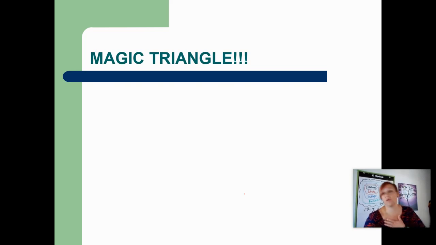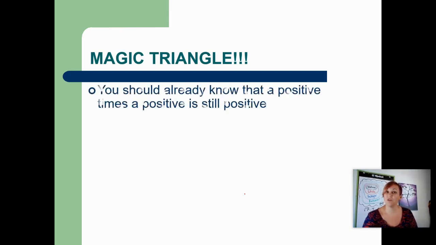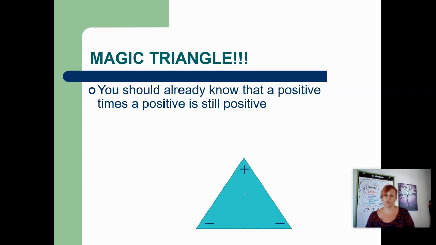Now, I'm hoping that we all know that on multiplying and dividing problems and on adding problems, anytime you have only positives, your answer will always be positive. The magic triangle is really going to start helping once we start to get negative signs into a problem. Here's the magic triangle. The magic triangle has a positive in the top corner and negatives in the bottom 2 corners. And again, the magic triangle can only be used for multiplying and dividing problems, not for adding or subtracting.